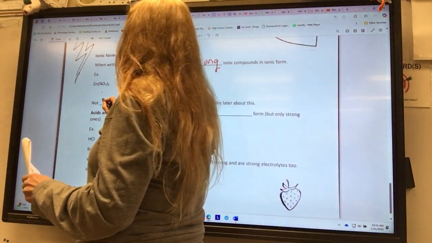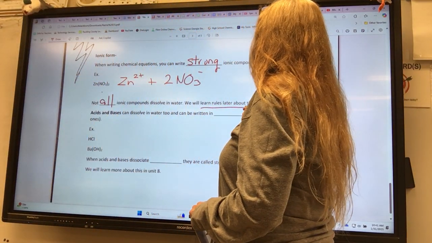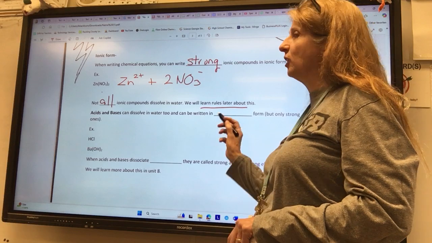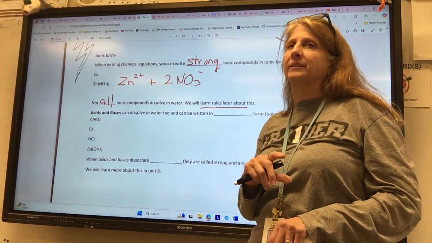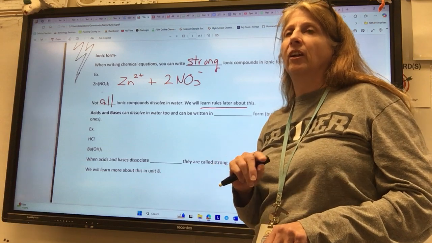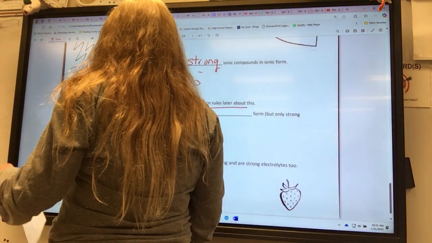Okay, not all ionic compounds dissolve in water. We're going to memorize the rules about this later. So I showed them to you in honors. It was the little pig saying NAGSAG, Castro Bear, PMS. But that's okay if you don't remember it, because we'll go over it again.